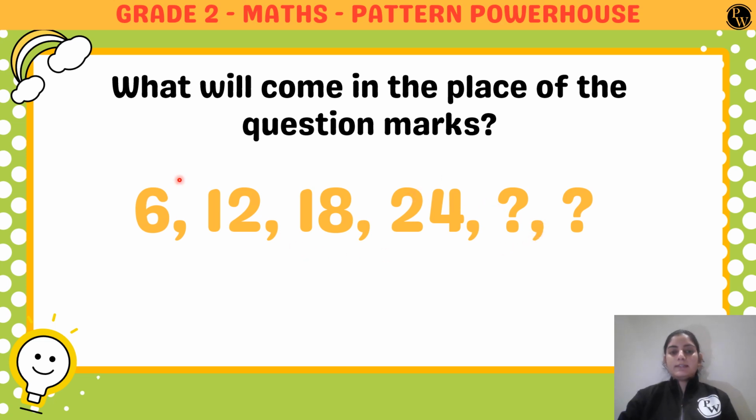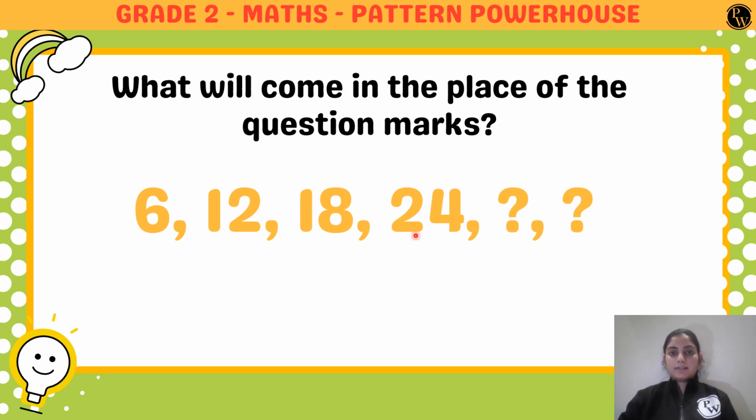Let's start with this number. Here we have the number 6. If we add 6 to 6, what will we get? That is 12, right? And if we add 6 to 12, we get 18, right? And adding 6 to 18, we get 24, right? So we can see a table of 6 is being formed here.